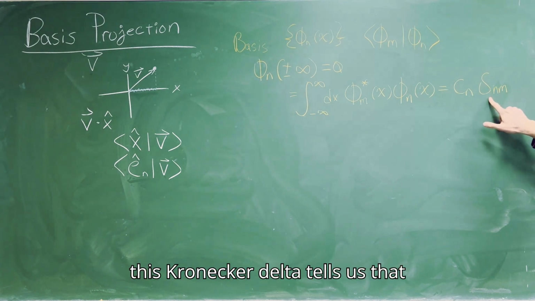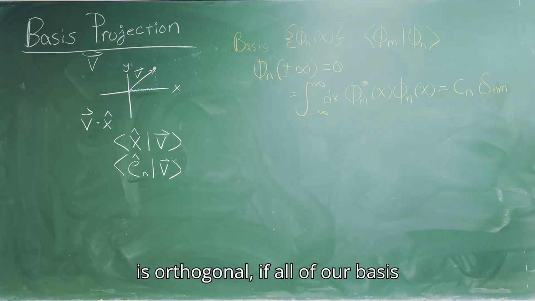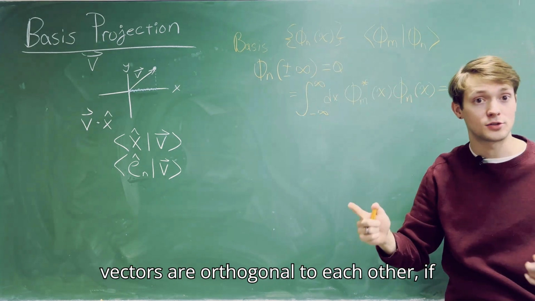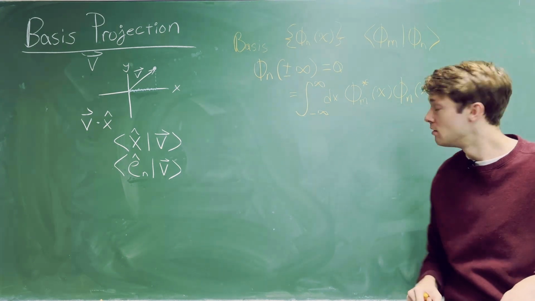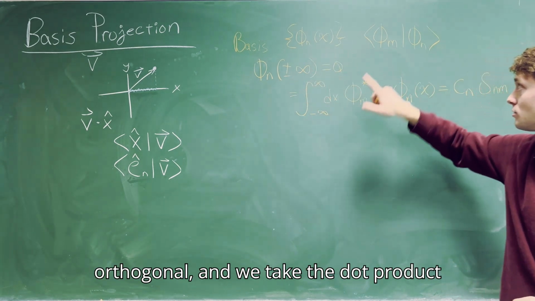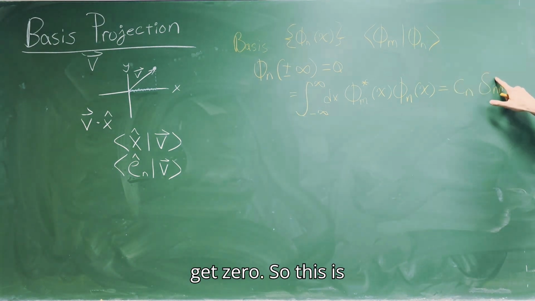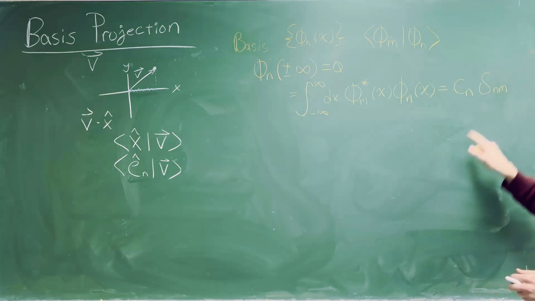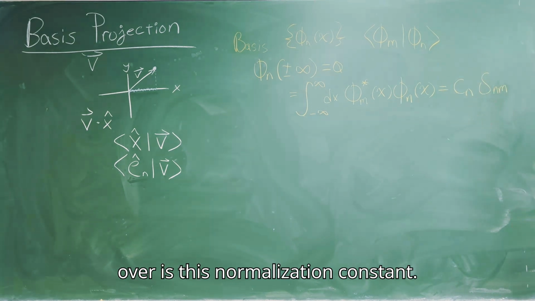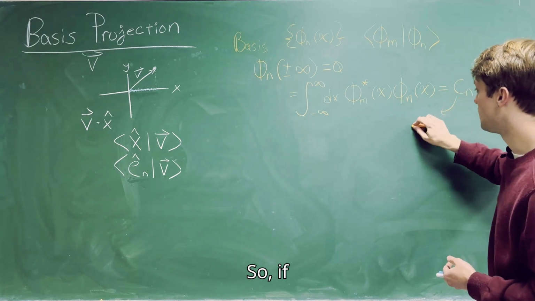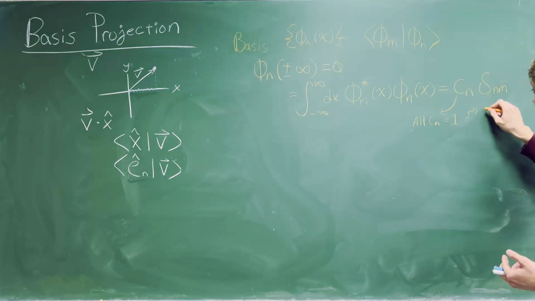So this Kronecker delta tells us that if our basis is orthogonal, if all of our basis vectors are orthogonal to each other, if you take the dot product of two things that are orthogonal, you get 0. If we have basis vectors that are orthogonal, and we take the dot product of two different basis vectors, we should get 0. So this is 0 if n is not equal to m. But if it is equal to m, then we just get 1. And so all that would be left over is this normalization constant. So if all of our CNs are equal to 1, our system is orthonormal.